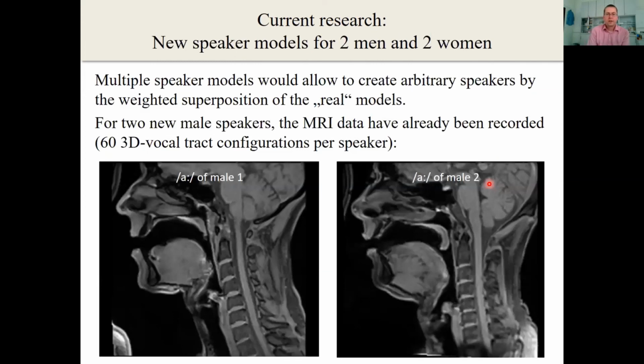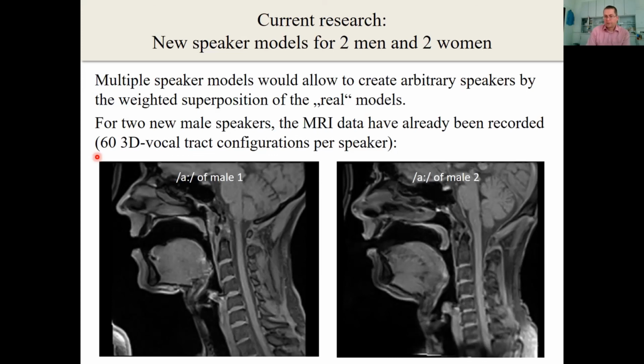Okay, and finally, what's planned next is that we make new speaker models for 2 additional men and 2 additional women. We already have the ethics approval for this study. We already recorded the data of 2 male speakers. And I hope in the second half of this year, we will also record the MRI data of 2 women. So from each person, we need about 60 3D MRI scans. And this can then be used along with acoustic data from these speakers to create additional speaker models.